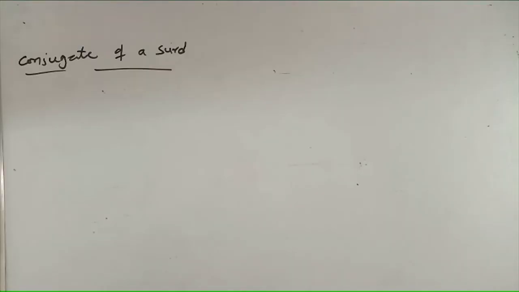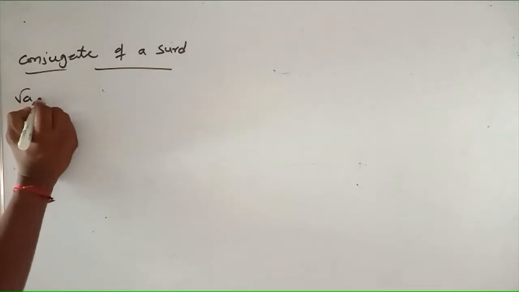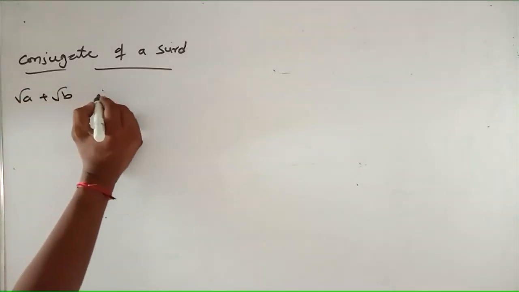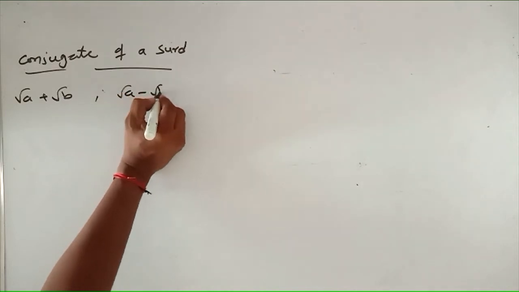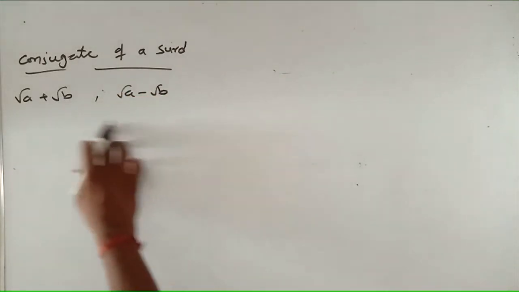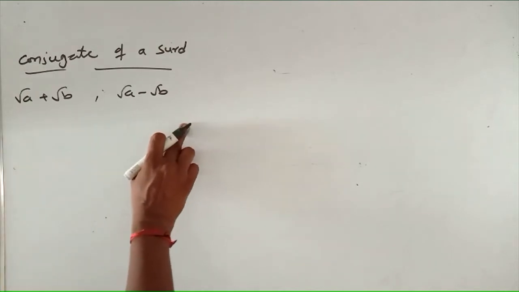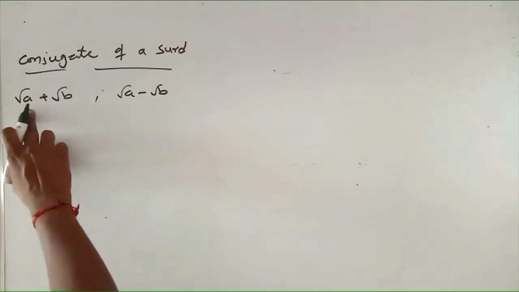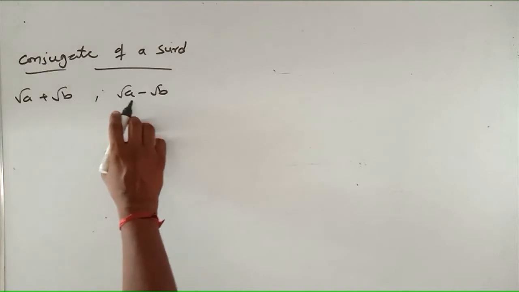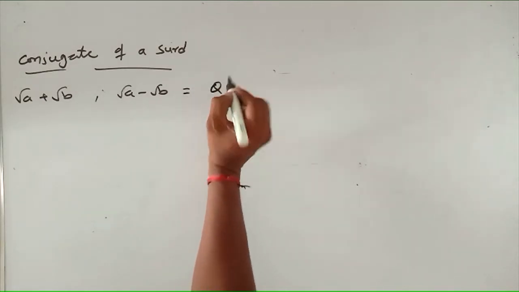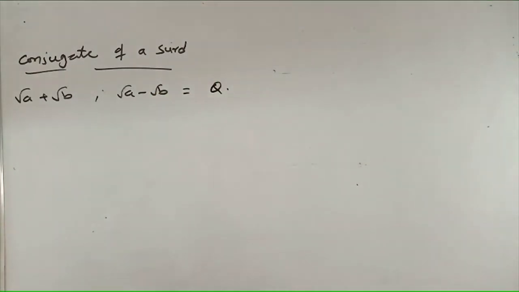Okay, children. Now the conjugate of a surd of the form root a plus root b. Here I am taking two binomial quadratic surds, root a plus root b and root a minus root b. These are called conjugate surds if the product of the two is a rational number. That means root a plus root b into root a minus root b should equal a rational number, and then each one is the conjugate of the other.